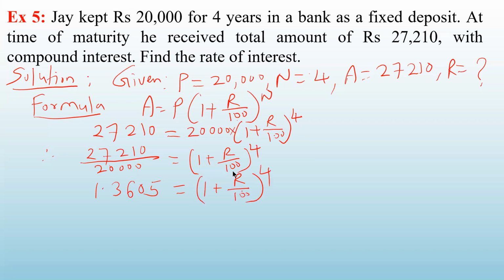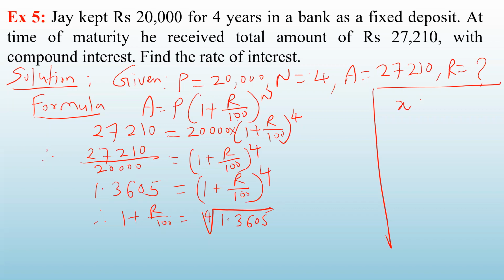So 1 plus R upon 100 raised to power 4 is this much. So what will be 1 plus R upon 100? It will be the 4th root of this. This is how we write the 4th root: 4th root of 1.3605. Let me explain here first. If I ask you, if x square is equal to 16, what is the value of x? How do you get that? It is the square root of 16, correct? And square root of 16 is 4 because 4 into 4 gives you 16.